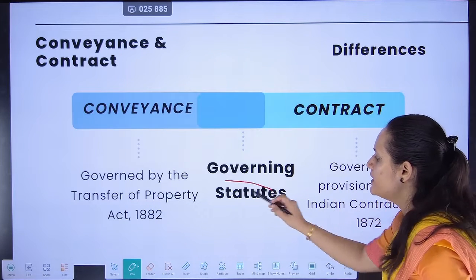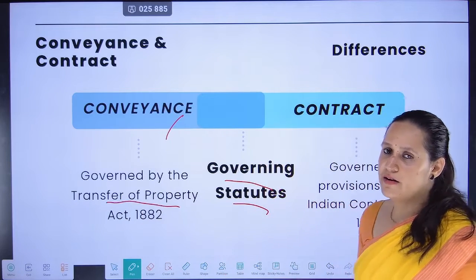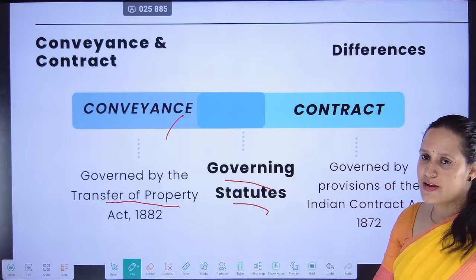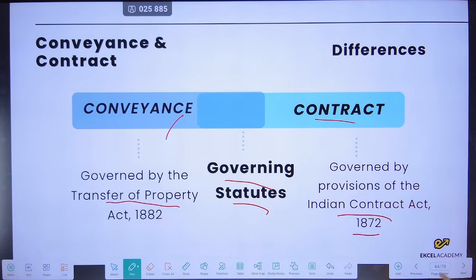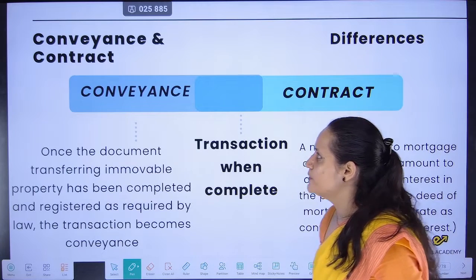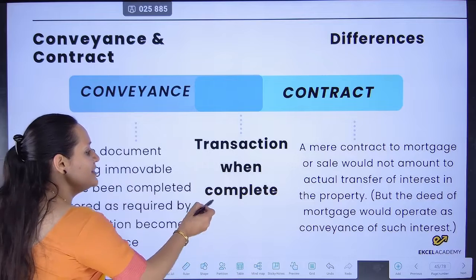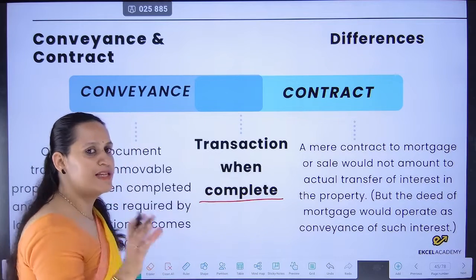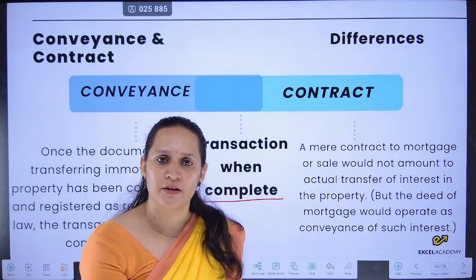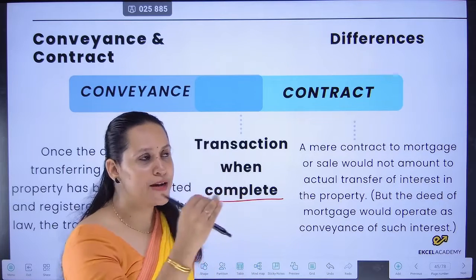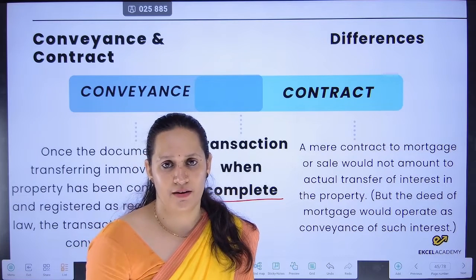Next, governing statutes. For conveyance, we have the Transfer of Property Act. Already we have seen the governing statutes for drafting and conveyance. And for contract, we have the Indian Contract Act that is specifically provided. So these are the provisions that we are going to see with respect to conveyancing and drafting. Next point is, when is the transaction complete? We saw with respect to drafting, once you have thought about it, put it onto paper and submitted it, the process of drafting is over. But conveyancing was larger, where you also had to focus on the execution of that particular transfer.